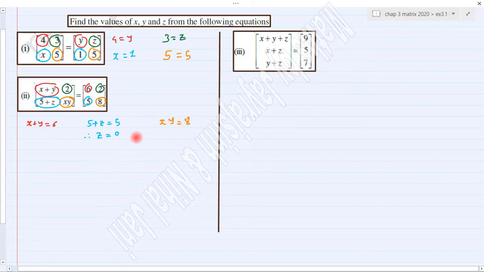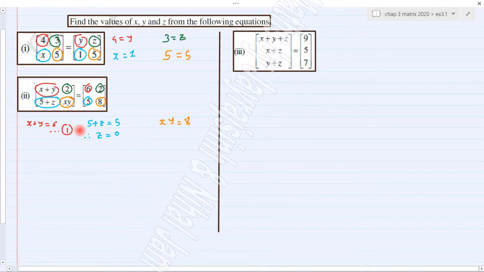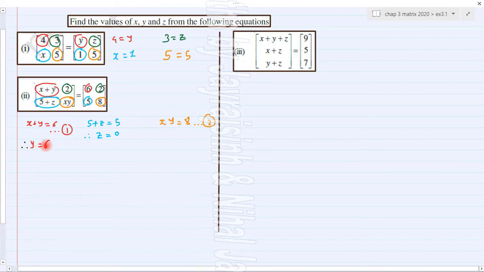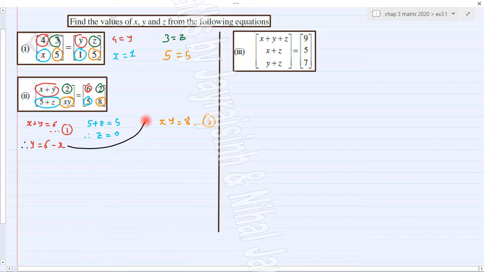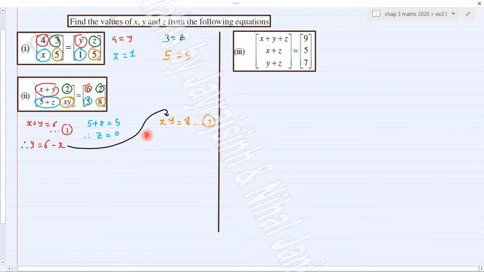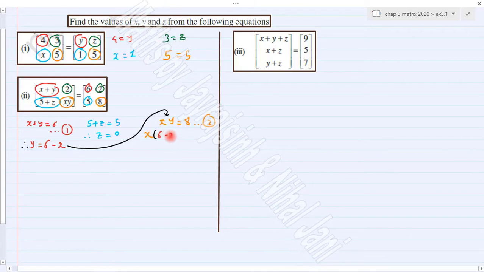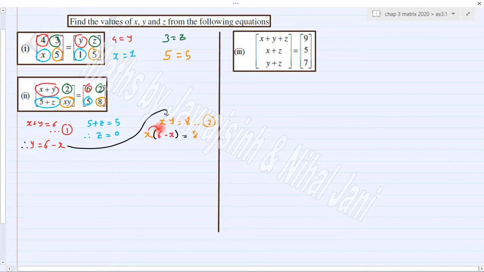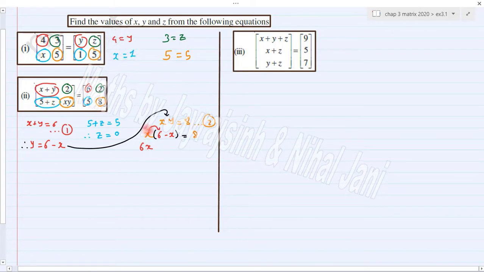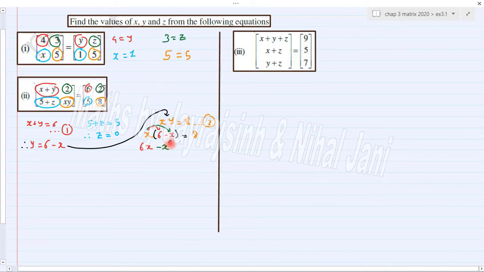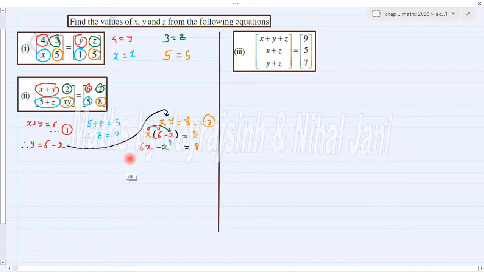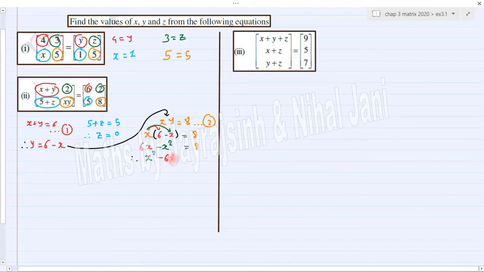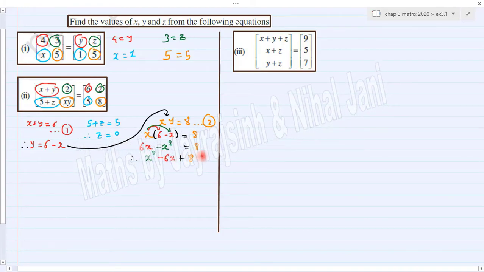Now to get the values of x and y, we have to solve your equation number 1 and equation number 2. And for that, let's make y the subject, which will be equal to 6 minus x, and place the value over here. So you'll get x into 6 minus x is equal to 8. Now let's multiply your x with 6, which will give us 6x, and x multiplied with x gives us minus x square, is equal to 8, or we can simplify it as x square minus 6x plus 8 is equal to 0.